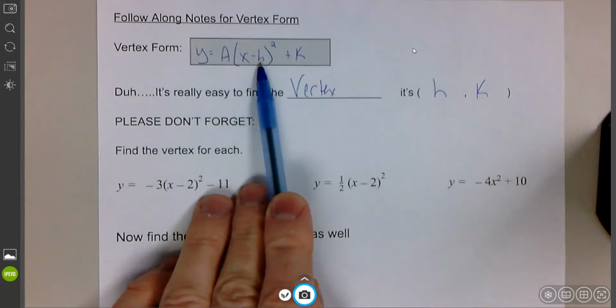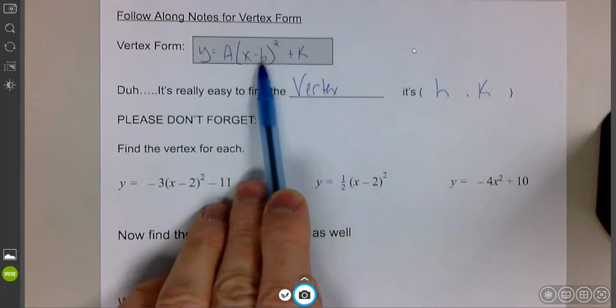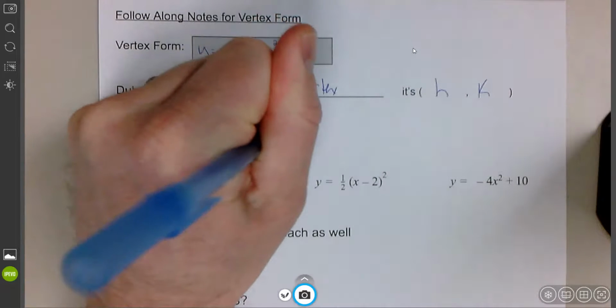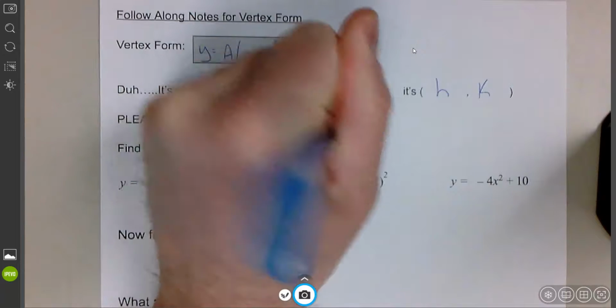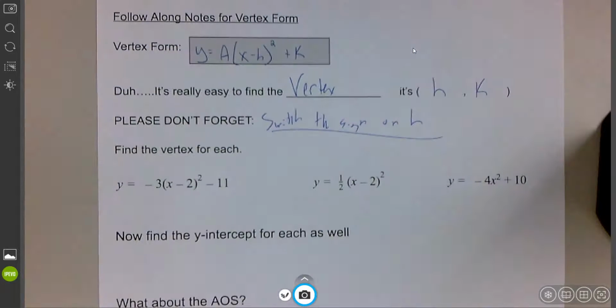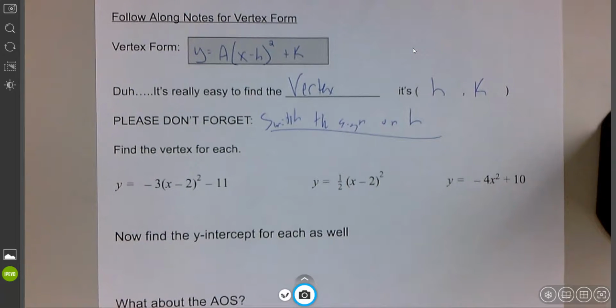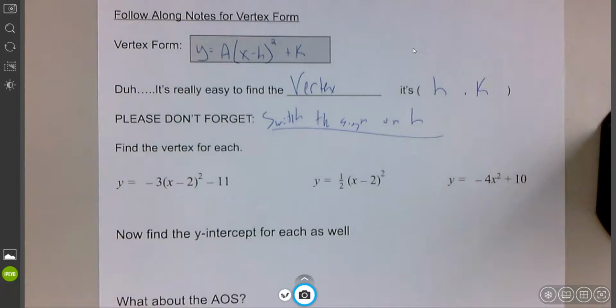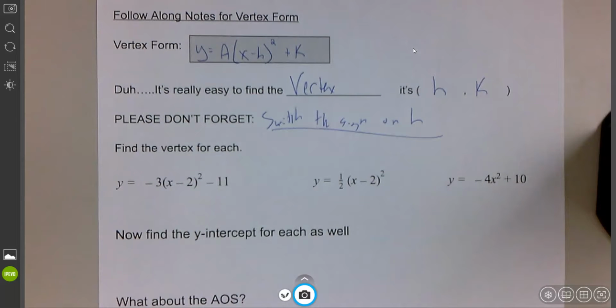You switch the sign on h, and you leave k alone. H, k, that's what's going to happen. Please don't forget to switch the sign on h. There's a sign flip. Don't forget it. Most of us did a good job of not forgetting that on absolute values, so don't forget it now. Let's find the vertex for each. Go ahead, take a minute, see if you can find the vertex for these 3 problems. Hit pause, come back, and see if your answer matches mine.